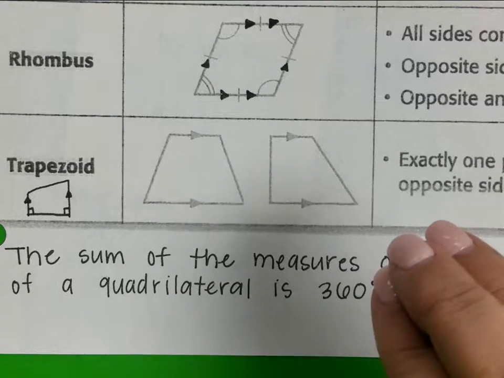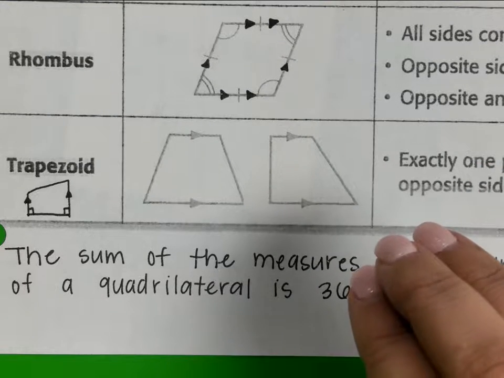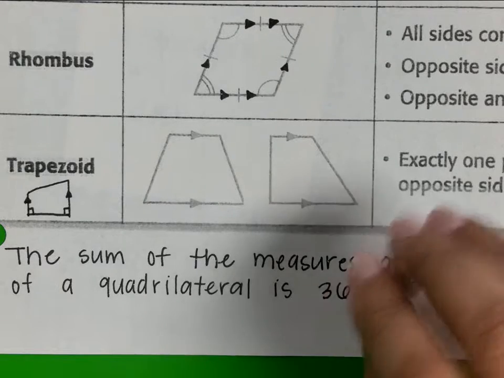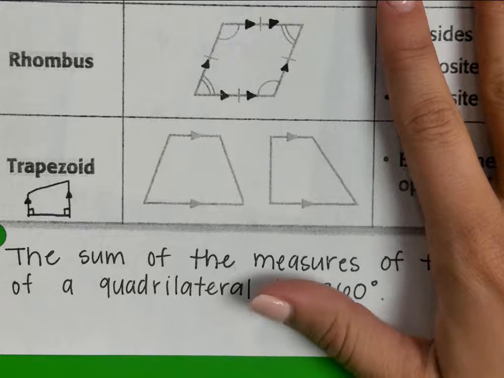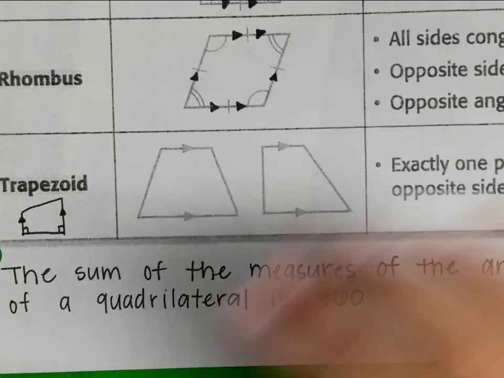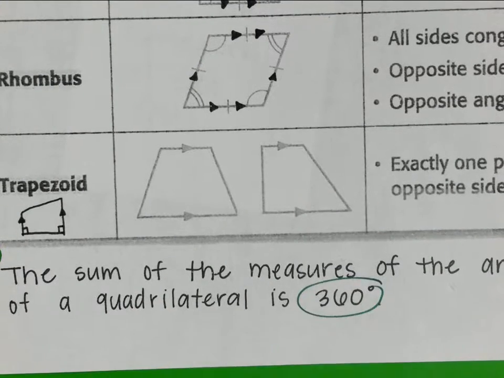So this is just your characteristics of different types of quadrilaterals. So you're going to have to look at shapes and tell me what type of quadrilateral it is by using all this information. Okay. At the bottom down here, you see it says the sum of the measures of all the angles of a quadrilateral is 360 degrees. So that means that all 4 angles inside of a quadrilateral add up to 360 degrees. Okay.